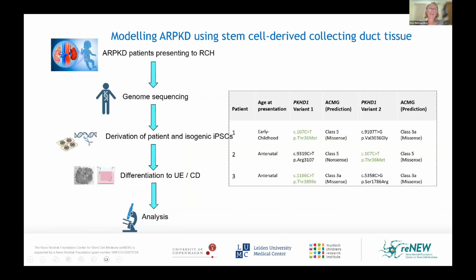But what about in a patient? Can you do this in a patient? So we have been collecting patients with ARPKD that present to Royal Children's Hospital. When a patient presents with renal failure like this or evidence of renal disease, we do genome sequencing. We then know exactly what the mutation is, and we can make a stem cell line from the patient. And in this case, we can use gene editing to fix one or both of those mutations in the laboratory and then have a look at the modeling.